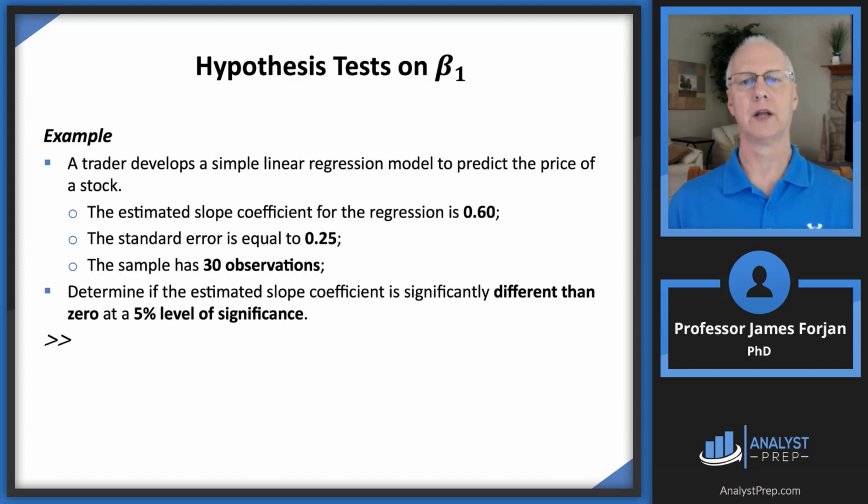All right, let's go take a look at an example here. We're trying to predict the price of a share of stock. So we get a slope coefficient of 0.6, standard error is 0.25, the sample has 30 observations, so we're going to determine if the estimated slope coefficient of 0.6 is significantly different from 0.